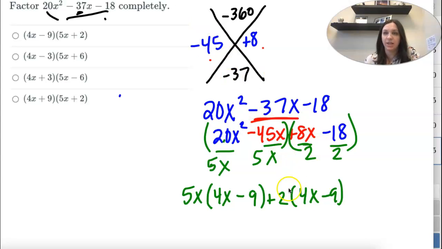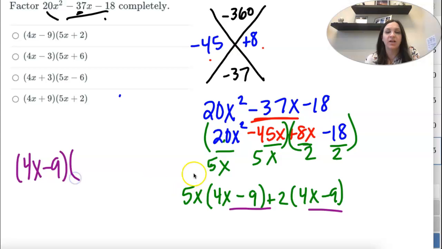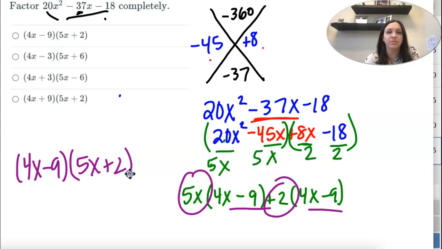We're doing so good. That first one just held us up. So 4x minus 9 is one factor, and the other factor is what we took out. 5x plus 2. Right here.